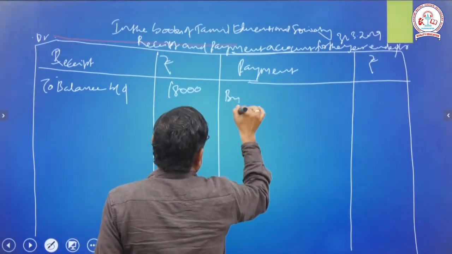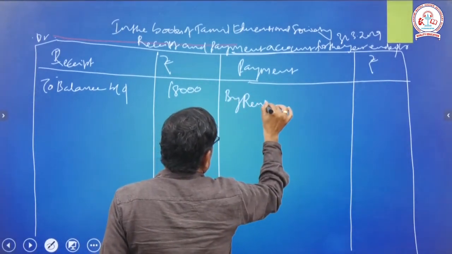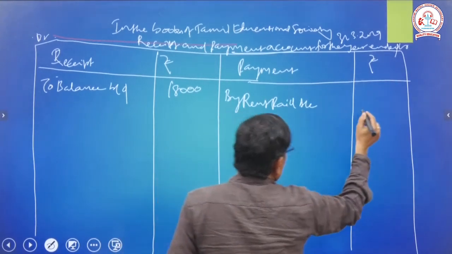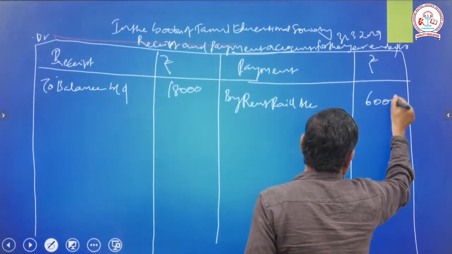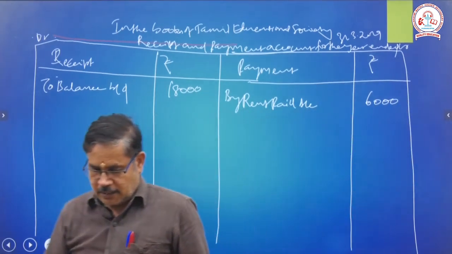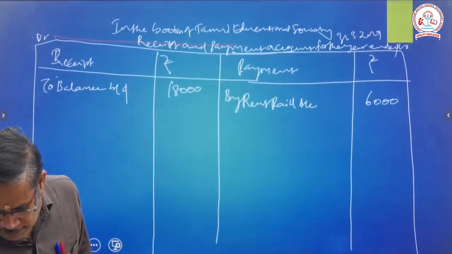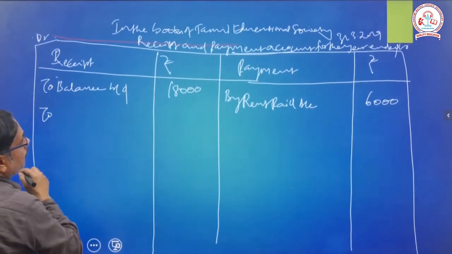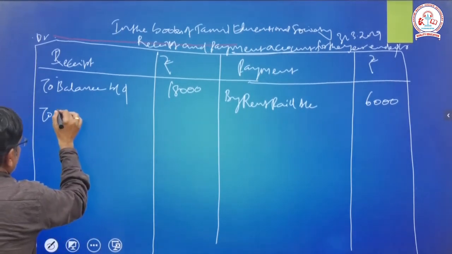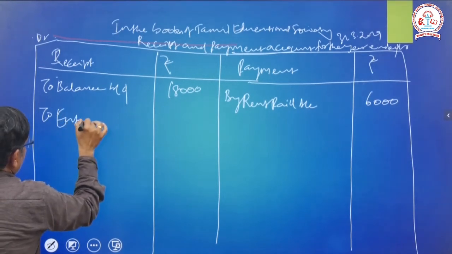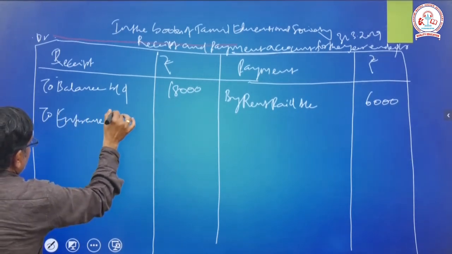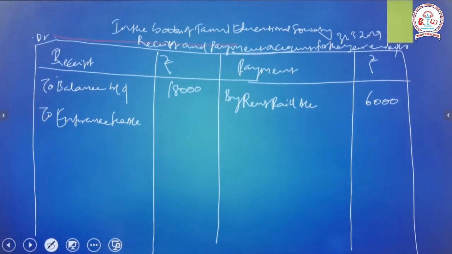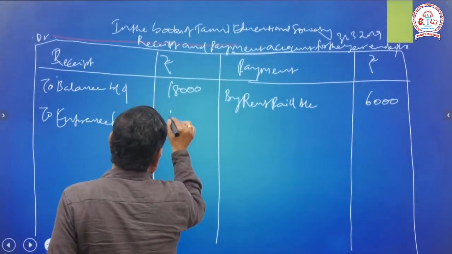So, by rent paid account, the value of 6,000, right. And next we will see the entrance fee. So, entrance fee will appear on your receipt side. Write the name here, entrance fee account, and the value of rupees 18,500.